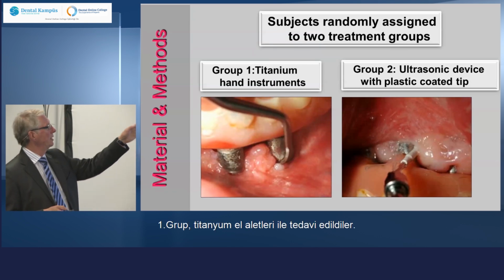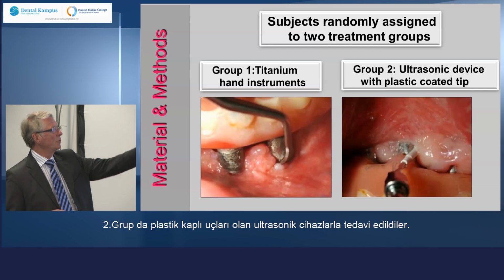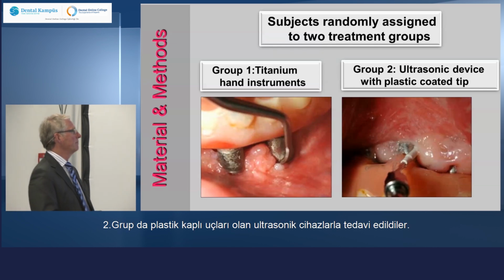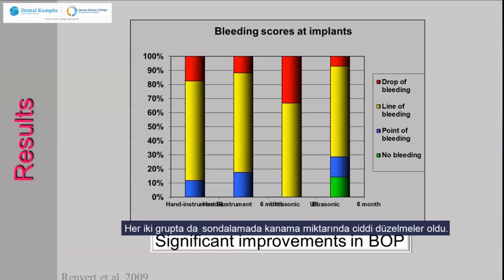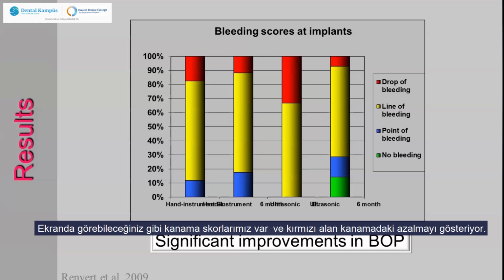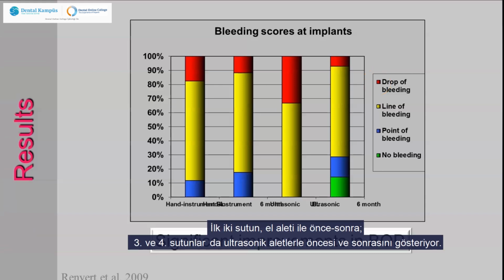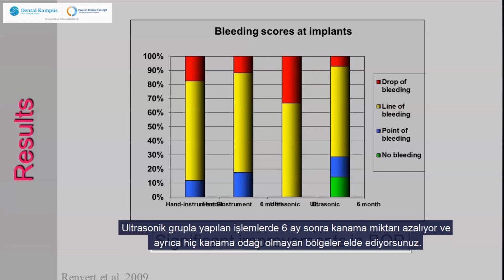Group 1 were treated with titanium hand instruments. Group 2 with the ultrasonic device with a plastic coated tip. And in both groups there was a significant improvement in the bleeding on probing. You can just see like this that we have bleeding scores. The drop of bleeding is the red, and this is hand instruments before, after, ultrasonic before, after. So you are reducing the amount of bleeding, and you also get some sites with no bleeding in the ultrasonic group after 6 months.